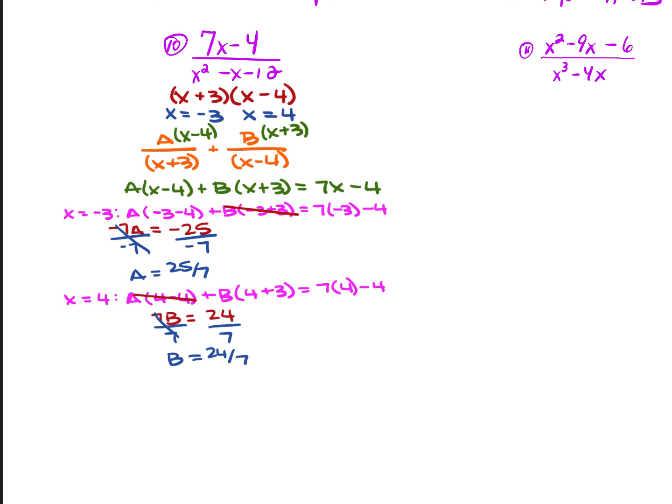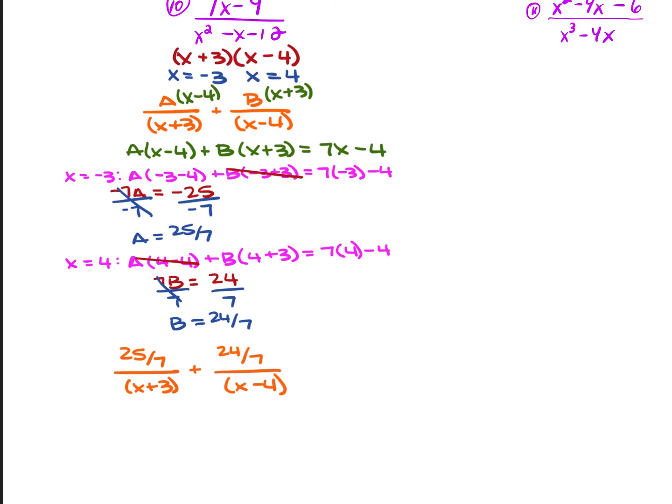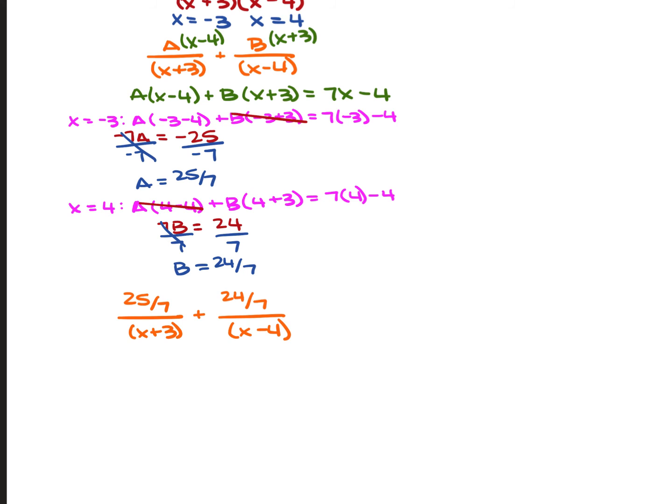We go to plug these into that a over x plus 3 plus b over x minus 4, and this gives us 25 over 7 over x plus 3 plus 24 over 7 over x minus 4. You're not done yet. You do need to simplify these fractions. So you're just going to keep, change, flip with these because they are division. Fractions and division are the same thing. So you would have 25 over 7 times x plus 3 plus 24 over 7 times x minus 4.